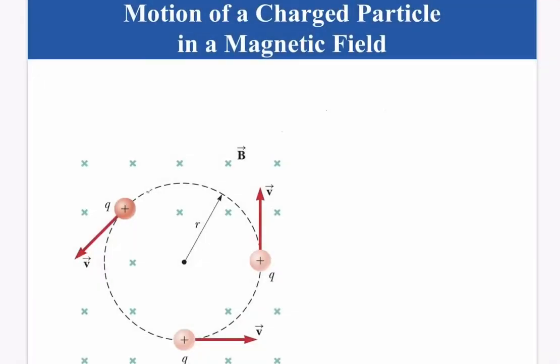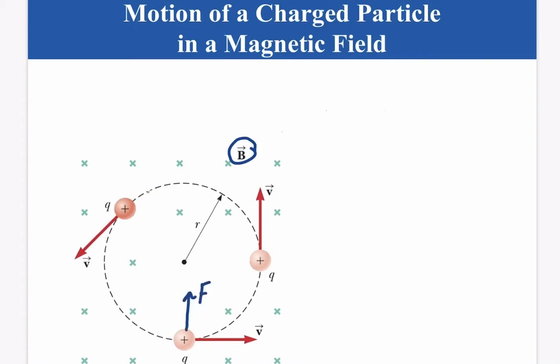Let us consider the case of a positively charged particle moving in a uniform magnetic field so that the direction of the particle's velocity is perpendicular to the field, as in the figure here. The label B and the crosses tell us that B is directed into the page. Let us apply the right hand rule to the particle at the bottom of the circle. The direction of the velocity is to the right. By applying right hand rule number 1, we can determine the direction of the magnetic force, which is upward.